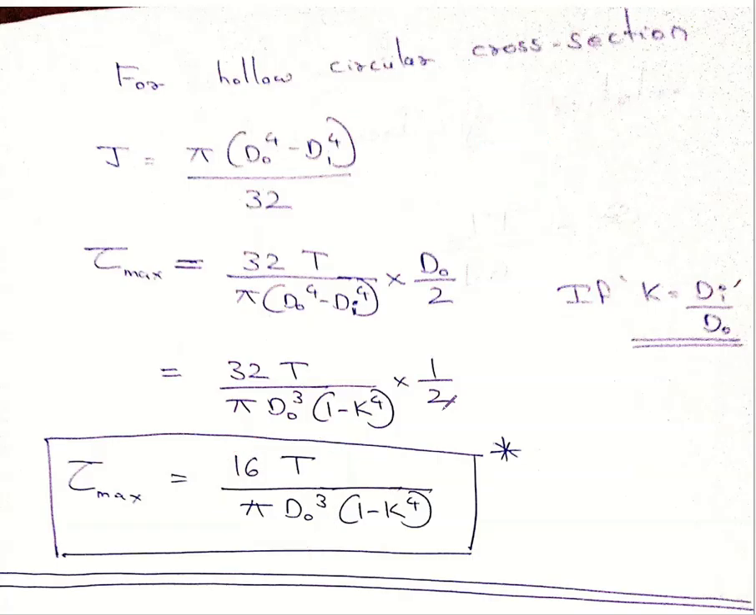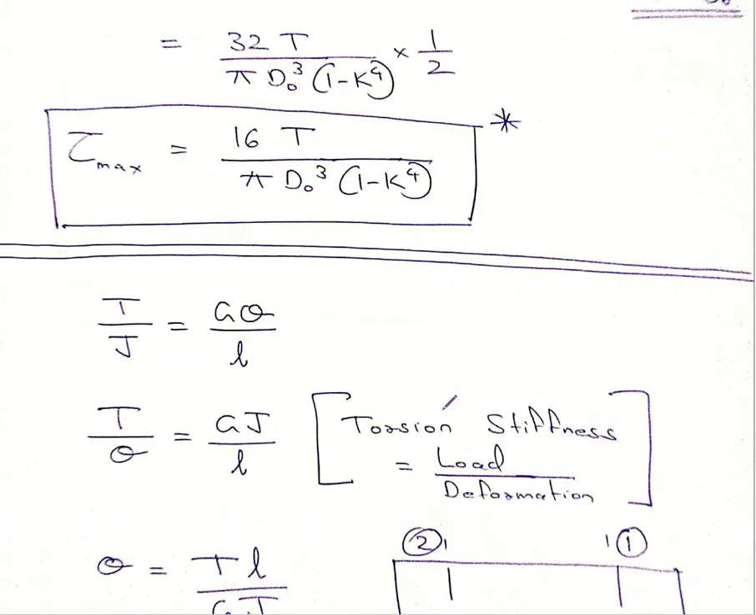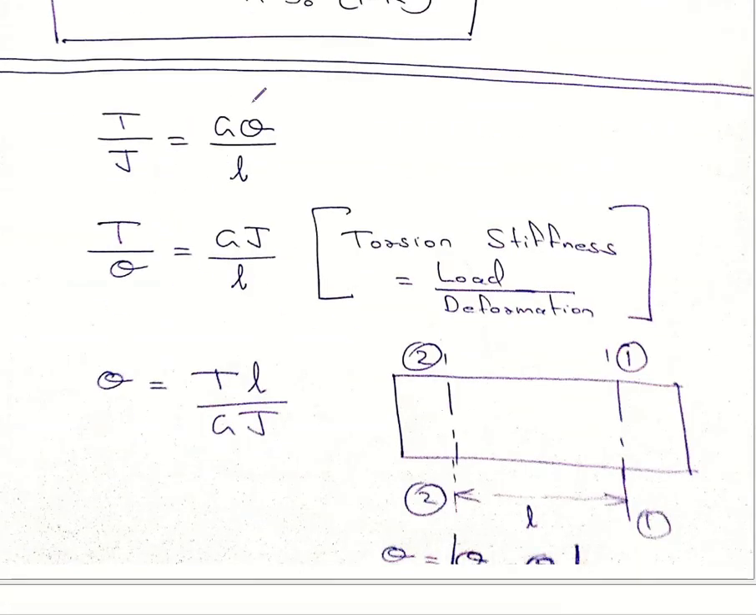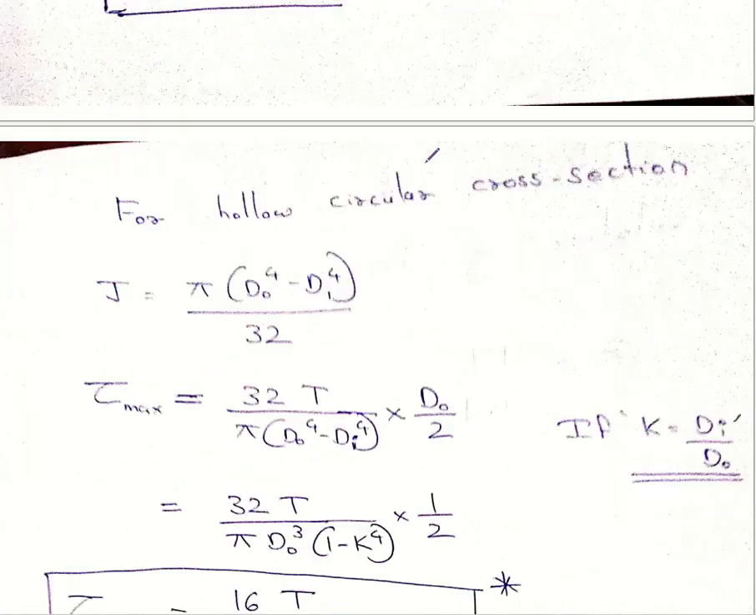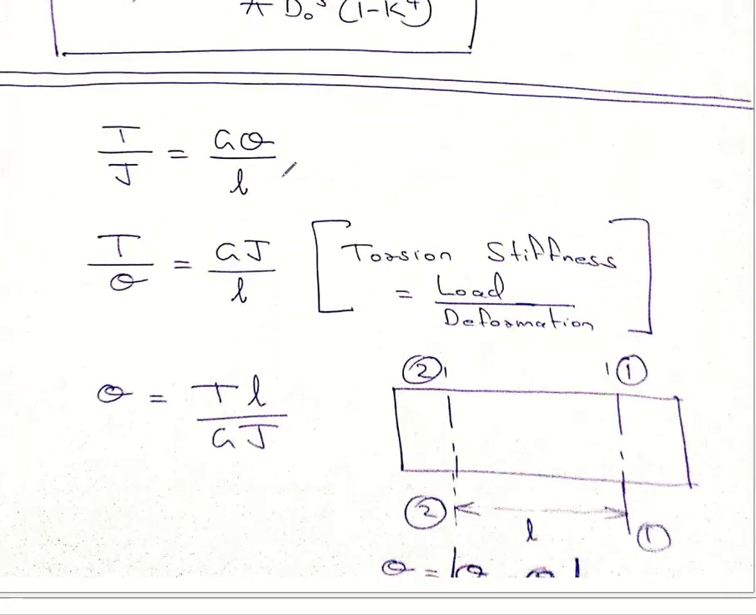Now the second case from the equation is T by J equal to G theta by L. From the general equation, I have taken the first term and the third term. In this case, T by J is equal to G theta by L. I can rearrange this equation to write T by theta equal to GJ by L. T by theta is nothing but load by deformation.